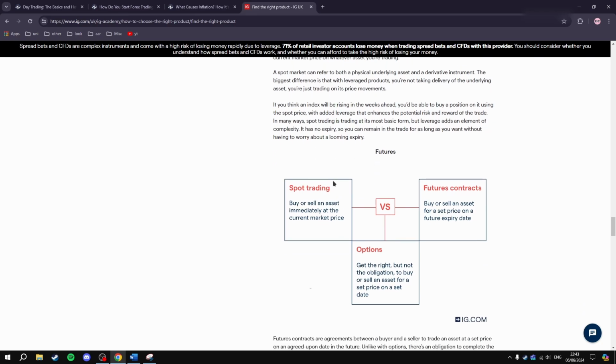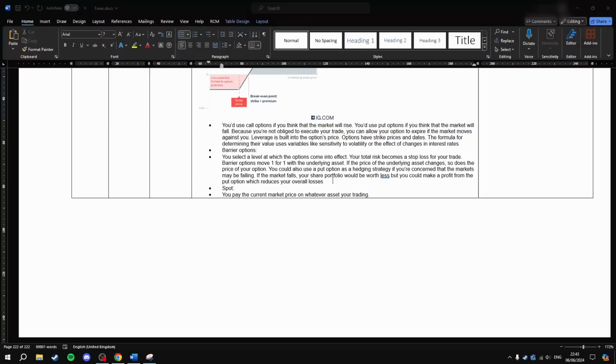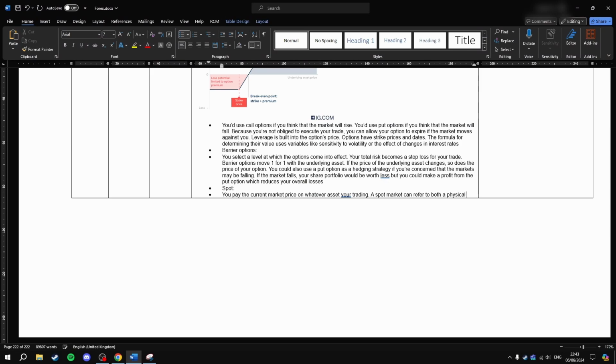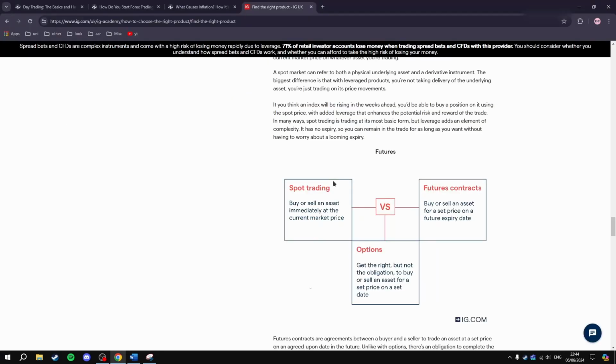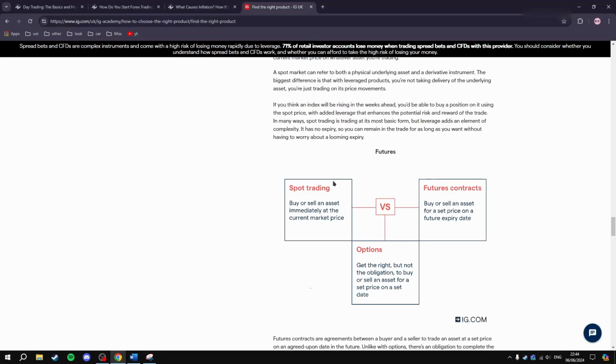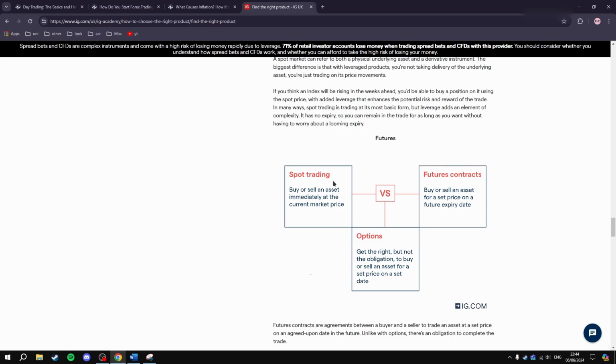A spot market can refer to both a physical underlying asset and a derivative instrument. The biggest difference is that with leveraged products, you're not taking delivery of the underlying asset, you're just trading on its price movements.